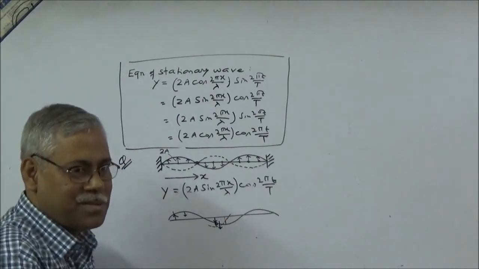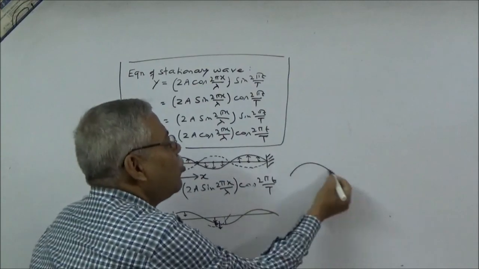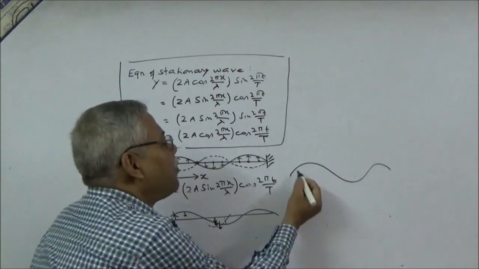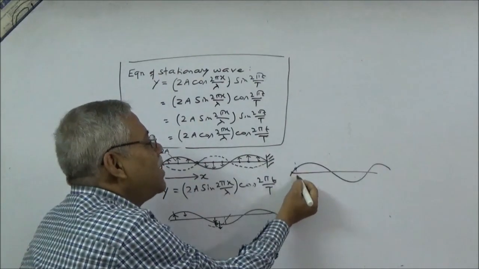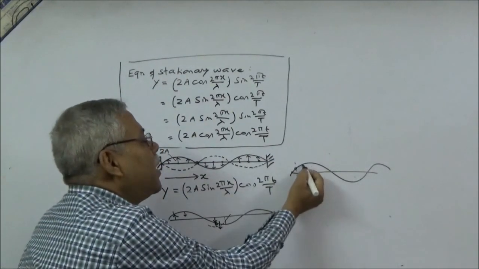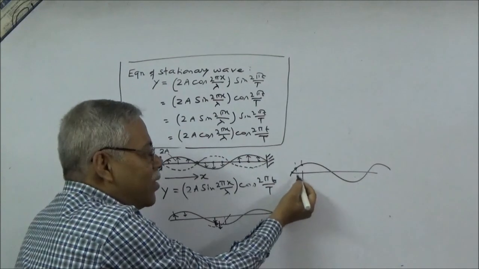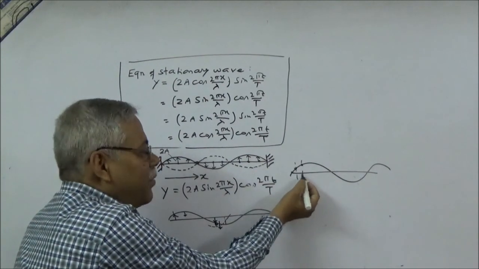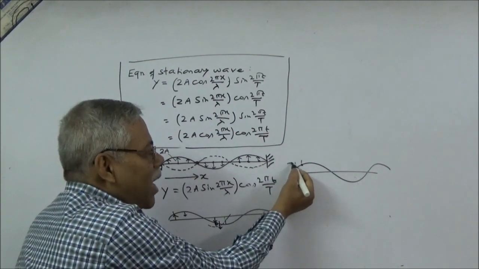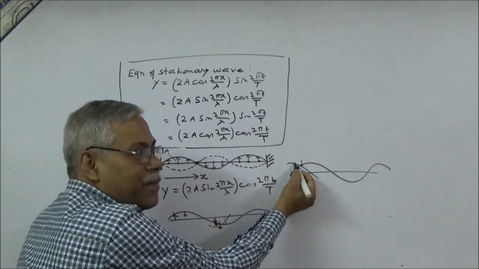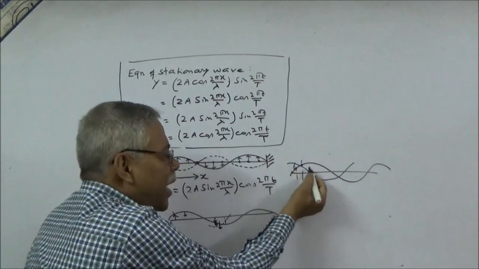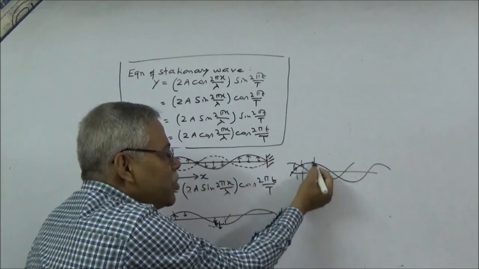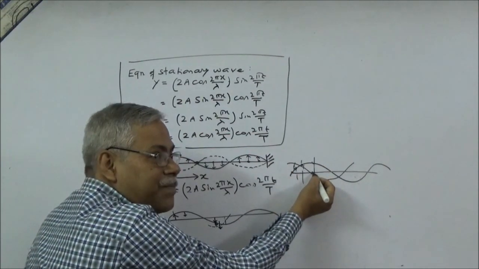Is it clear? So when you draw a progressive wave, the fact is that this particle is moving, and only after a fraction of a second it will reach the peak. The waveform will be like this. This will reach the peak and this will come down to this position. This will also come down to this position.